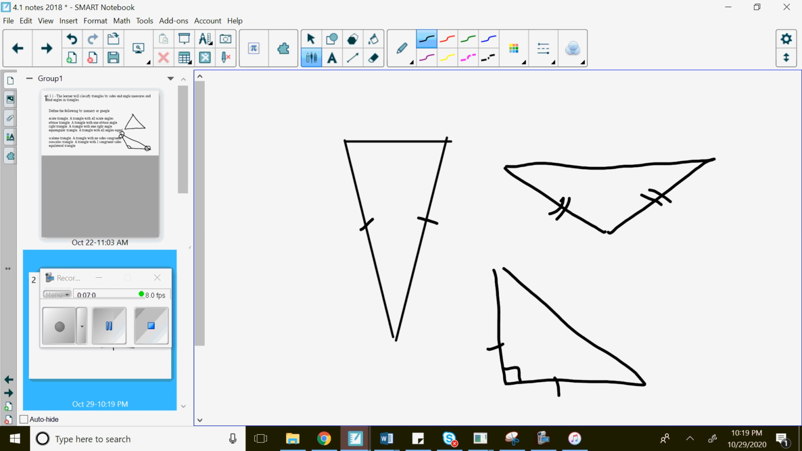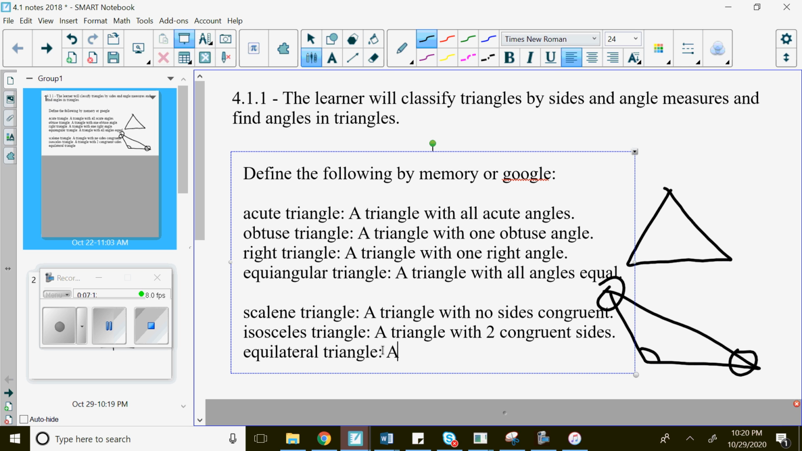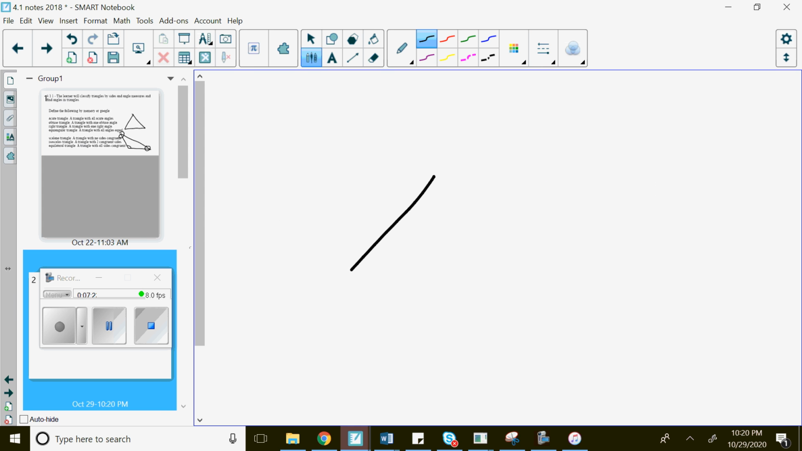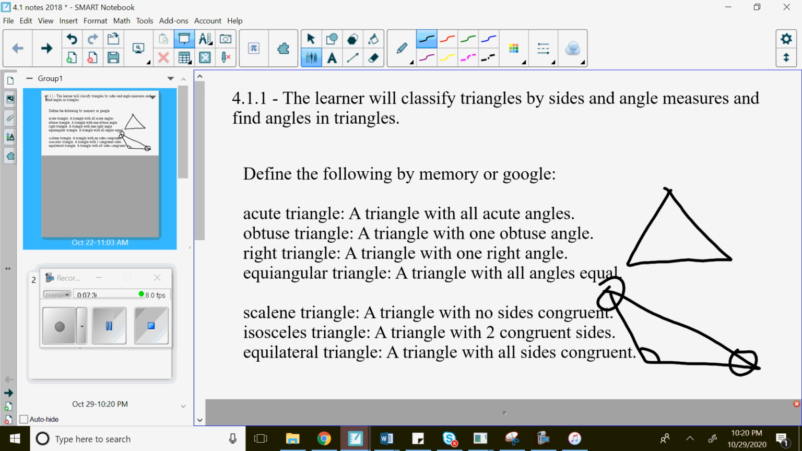Okay, the only thing we cannot have is an equiangular isosceles triangle, because again, if it's equiangular, it's also going to be equilateral. Speaking of equilateral, it's a triangle with all sides congruent. And those just have to be perfectly looking. Tried my best. 7, 7, 7. If it's equilateral, it's also going to be equiangular. Okay, so understand that these are how we classify triangles by both side length and angle measures.